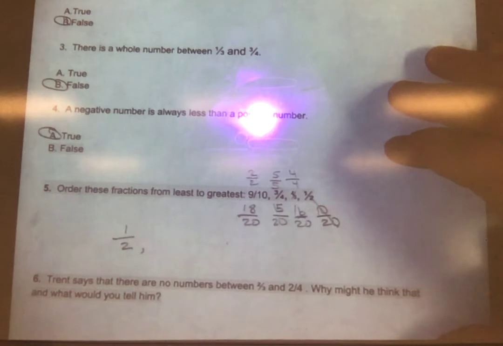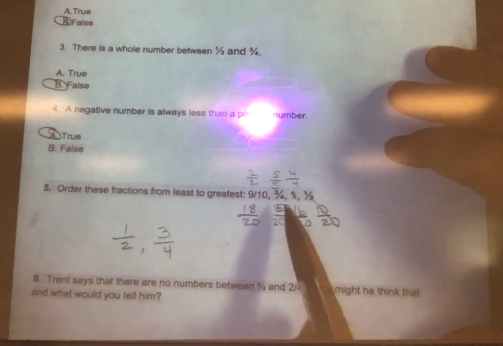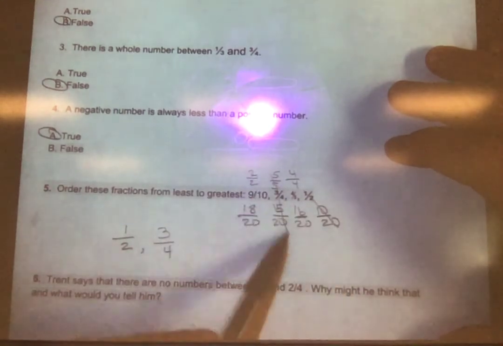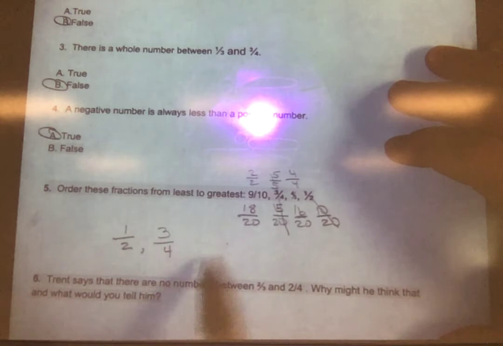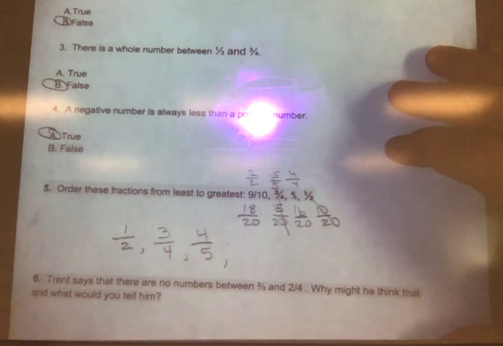After 10/20, it looks like 15/20 is the next, and I know that is 3/4. I'm going to get that into simplest form and get it back to its original form. And then 16/20 is a little bit bigger, so that's 4/5. It is a little bit larger. And then the last one, 18/20, which is 9/10.